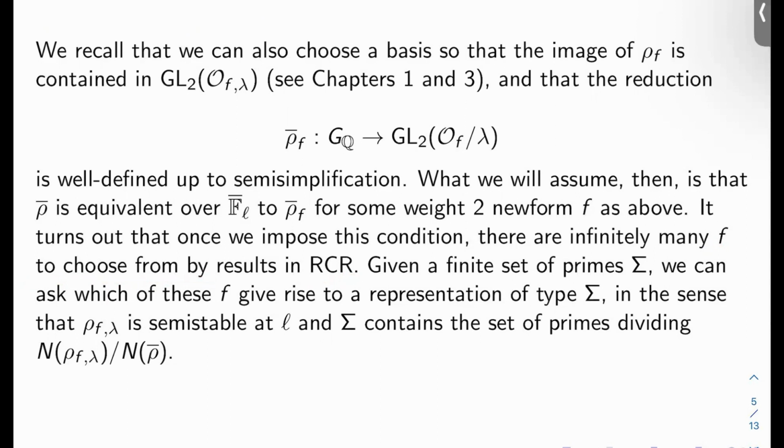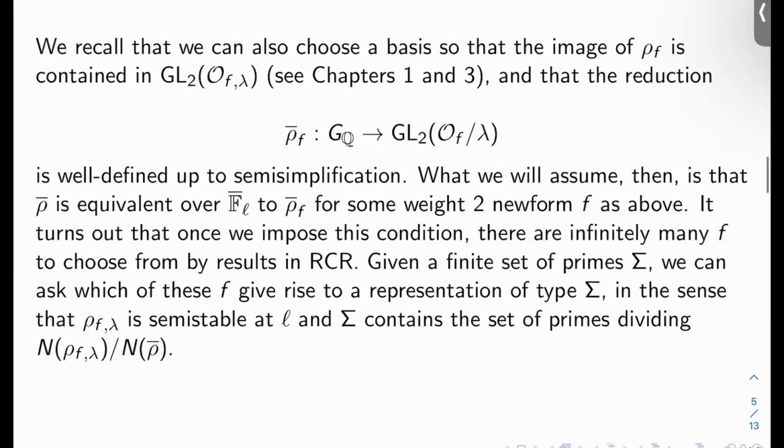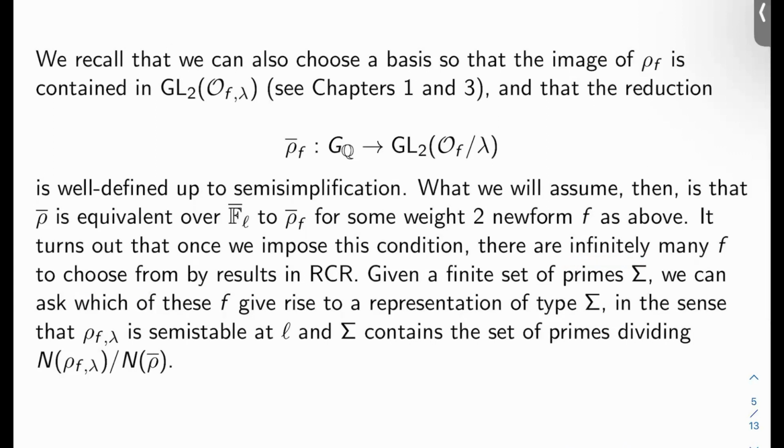If I give you a finite set of primes Sigma, we can ask which of these f actually give rise to a representation of so-called type Sigma, which you might recall from the previous video means that rho_{f,lambda} is semi-stable at L, and Sigma contains the set of primes dividing the conductor of rho_{f,lambda} divided by the conductor of rho bar. Again, the infinitude here is kind of a problem. This is why we have to change the R equals T problem and make it an R_Sigma equals T_Sigma problem, which we're going to describe right now.